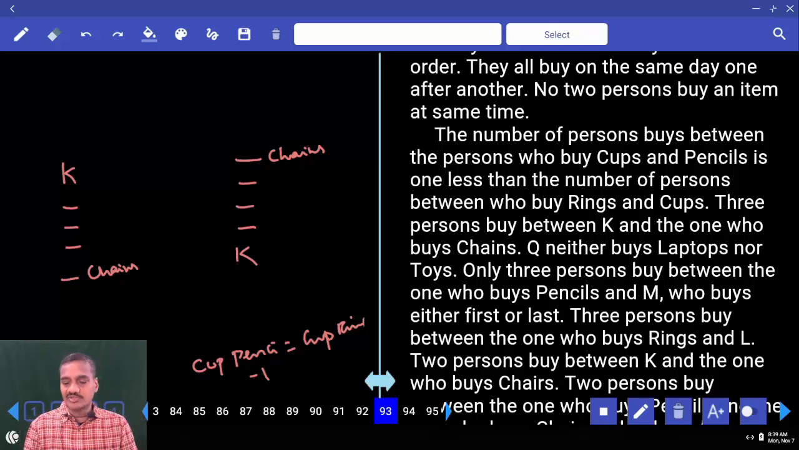And Q neither buys laptop nor toys. Whatever it is, this Q neither buys laptop nor toys. Laptop and toys are ruled out for this Q. And next one, Q neither buys laptop nor toys.